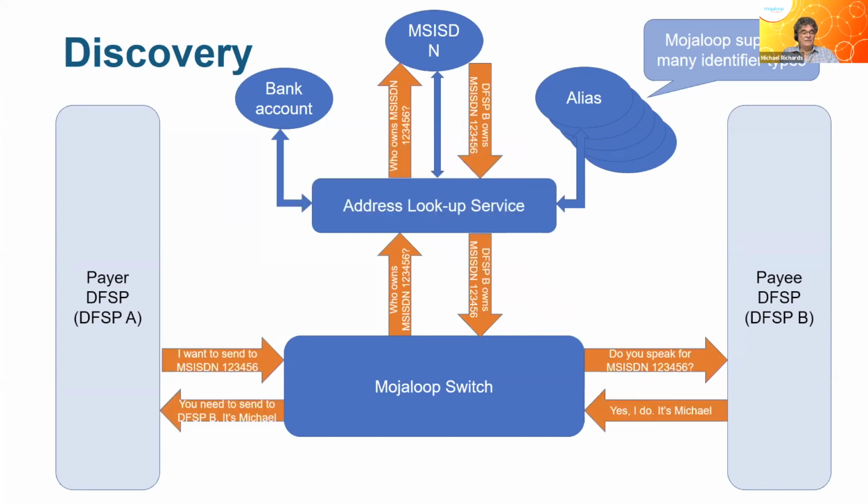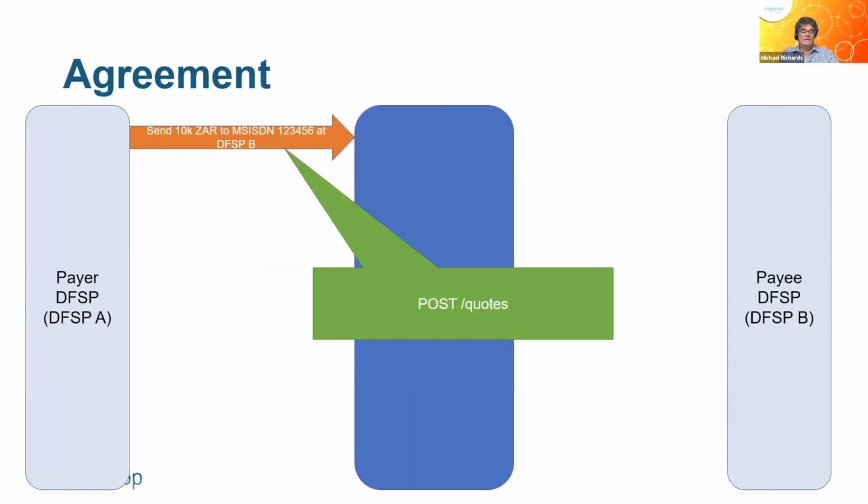That goes back to the original payer DFSP, which can now display it to its customer and confirm. And that's the end of the identification phase. So now we start on the agreements phase. The payer says, this is what I want to transfer.